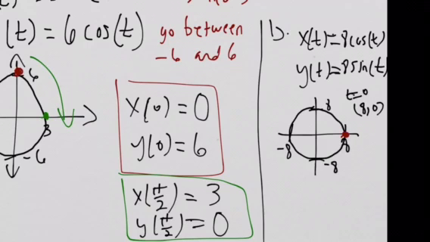But then at pi over 2, cosine of pi over 2 is 0, sine of pi over 2 is 1, so we're going to be at 0 comma 8, which is up here. So which direction are we moving? We're going that way. We are going like this. So we are going counterclockwise. So we'll draw the arrow to show we know we're going counterclockwise. Okay, that's it.